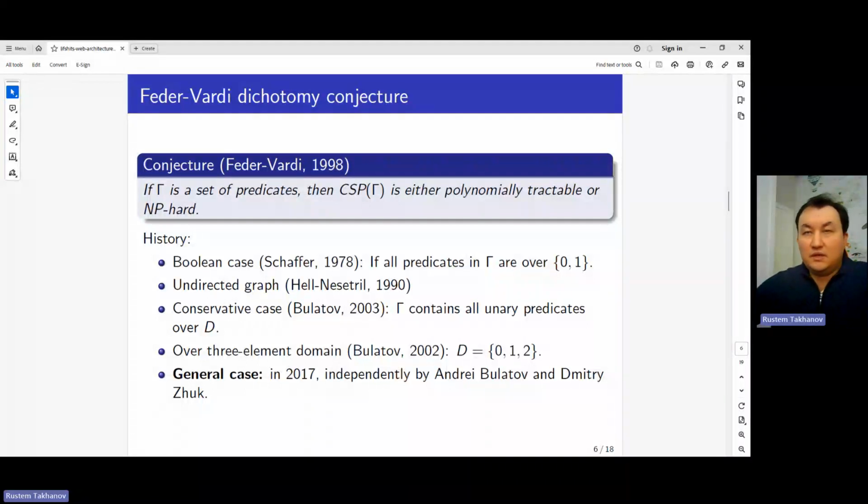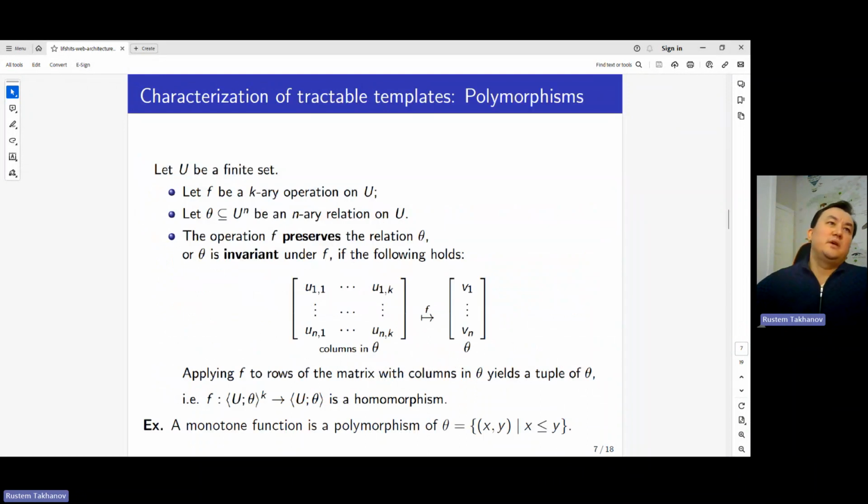What is interesting is that this result of Andrei Bulatov and Dmitry Zhuk was the result of plenty of intermediate results, all of them involving the so-called algebraic approach to the constraint satisfaction problem. This means that all tractable constraint languages, or tractable fixed templates, turn out to be completely characterized in a certain algebraic language, by the so-called polymorphisms. Basically, for a constraint language to be tractable, it should have certain symmetries.